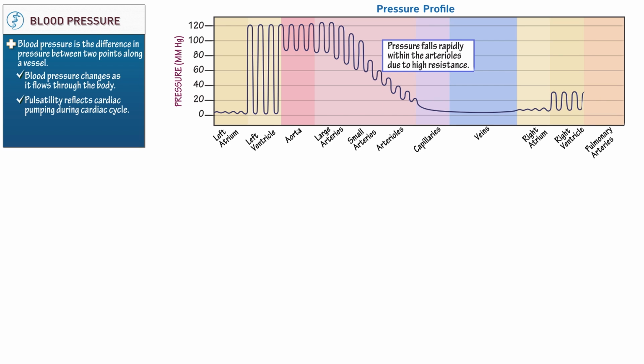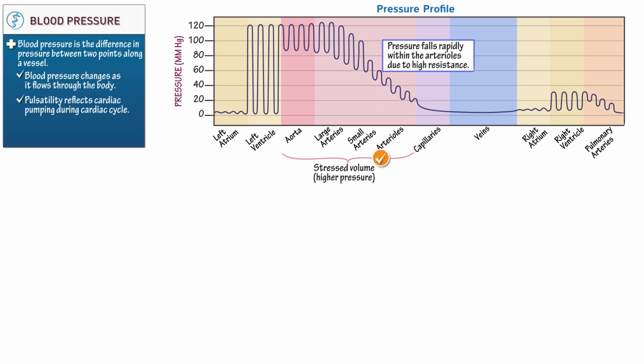Within the pulmonary arteries, blood pressure is around 2 to 4 millimeters of mercury. Recall that blood traveling through these vessels travels only a short distance to the lungs. The low blood pressure is sufficient for lung perfusion, but not so high as to cause damage.